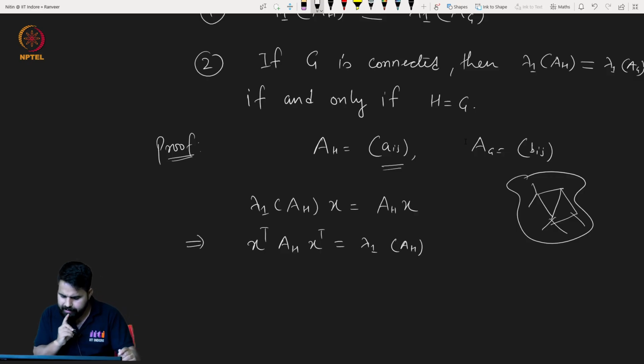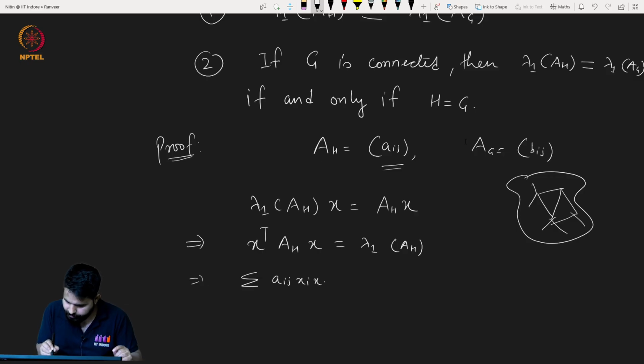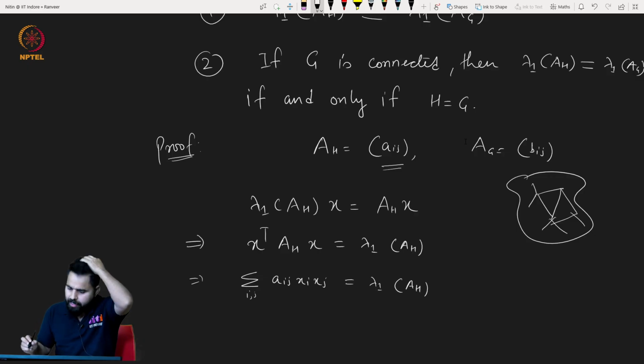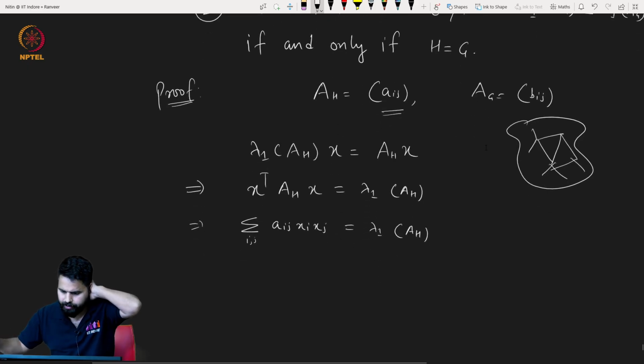Very good, right? And this quantity is nothing but the summation over all a_ij x_i x_j, with i, j equal to 1 to n and so on. And this is equal to lambda 1 of A_H. Very, very simple. Okay. Now what?